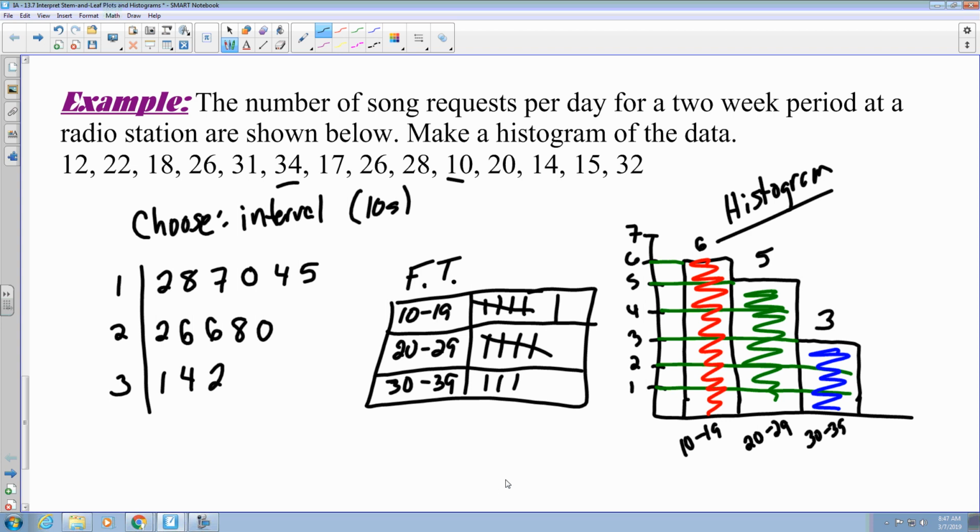And that's how I make a histogram using the different items that we were looking for. So like frequency table, talking about choosing intervals for a specific data set, stuff like that. And that is being able to interpret stem and leaf plots and histograms.